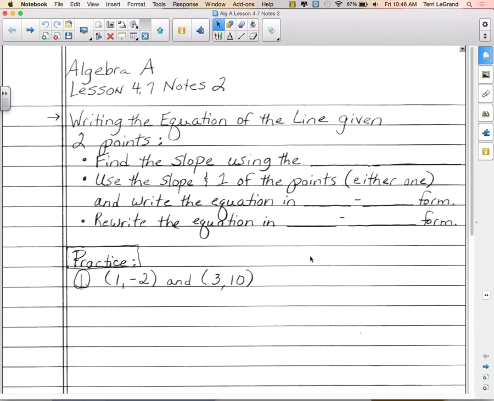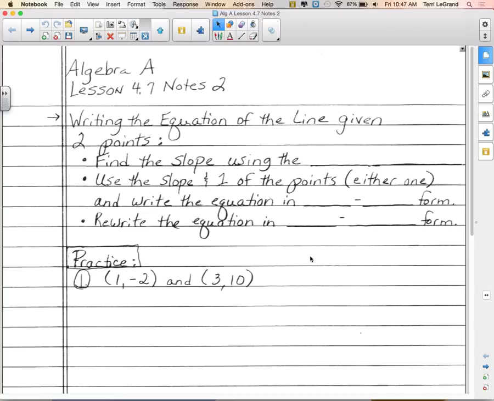Cody? The equation? Yep. y minus y sub 1 equals m times x minus x sub 1. Did you get it right? Yeah, you did. Okay. So that's point slope form.